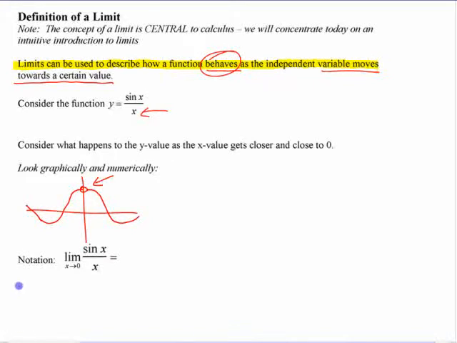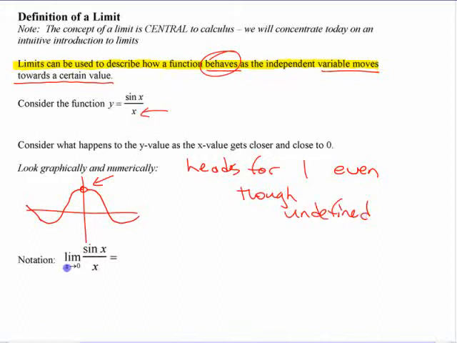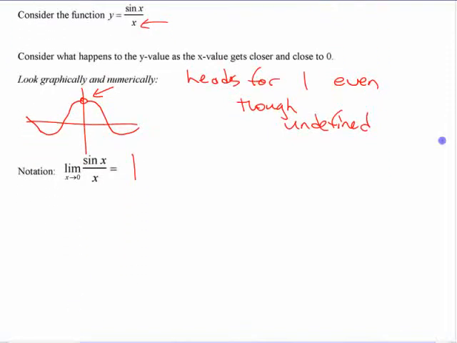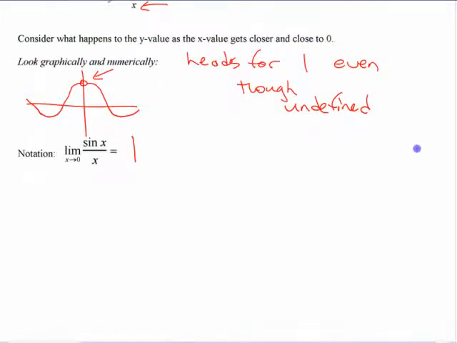Drawn so well. As you get closer to 0 from either side here, the function is headed for 1, even though it's undefined. Heads for 1, even though it's undefined. So you'd say that the limit of that function is not 0. As you approach 0, it's 1. All right, even though the function itself is undefined at that point.